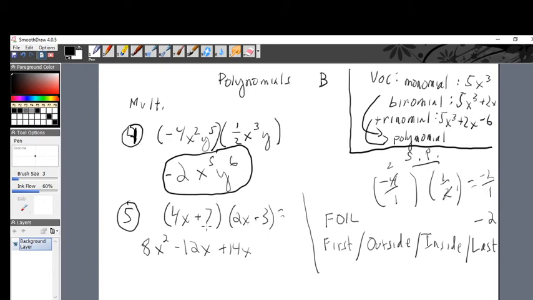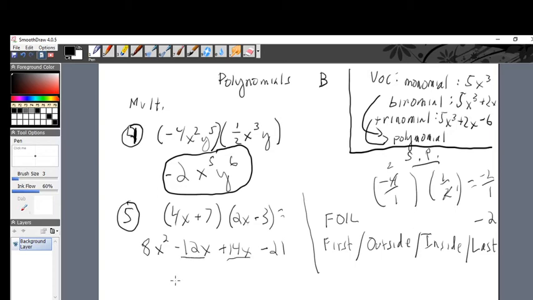And finally, last times last, the last term of the first binomial times the last term of the second binomial. 7 times negative 3 is negative 21. Now, you cannot sign off on this problem until you see if there are like terms, and there's going to be like terms almost always. Minus 12x plus 14x are both like terms that can be combined.